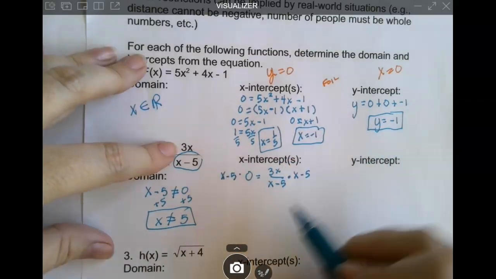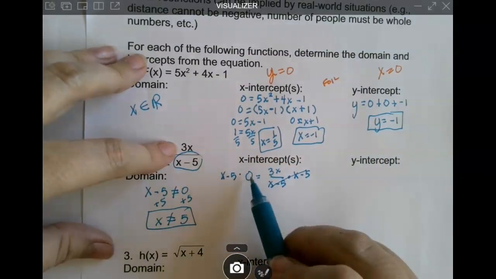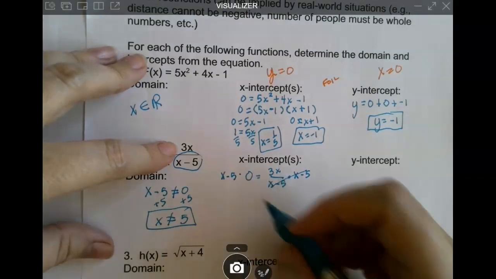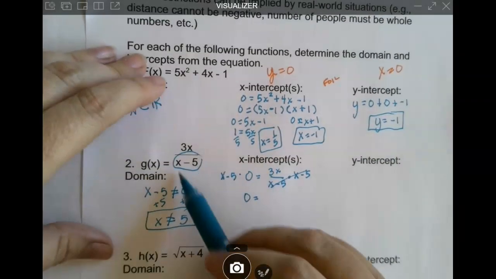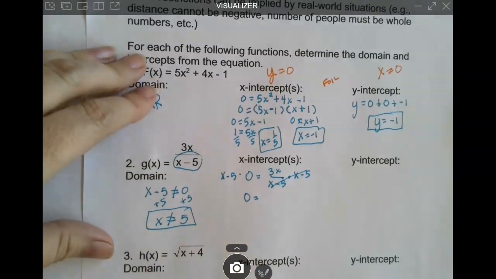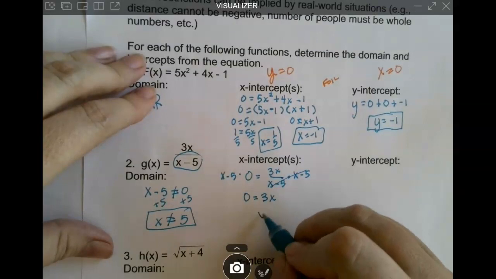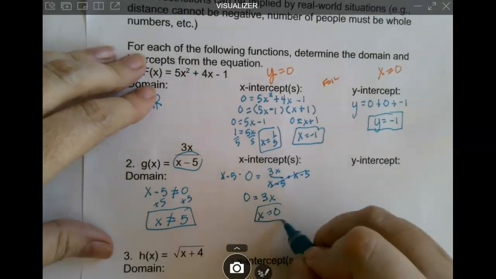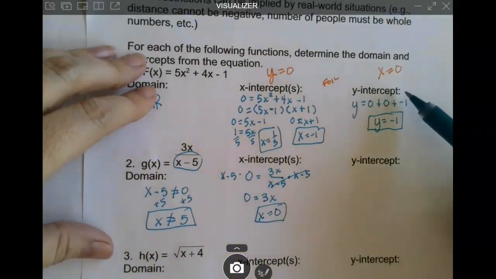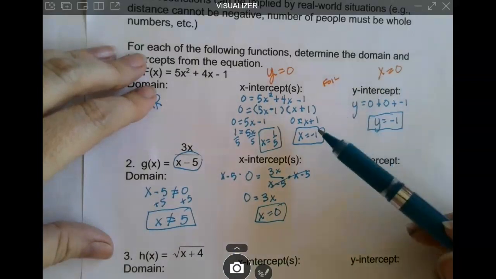But what's nice about this is this cancels on this side, and what's 0 times anything? 0 times anything is just 0. So really, if I've got a fraction, the top is all that needs to be 0. So we get 0 is 3x, divide by 3, x equals 0. Then to get my y-intercept, I plug in 0 for all the x's.